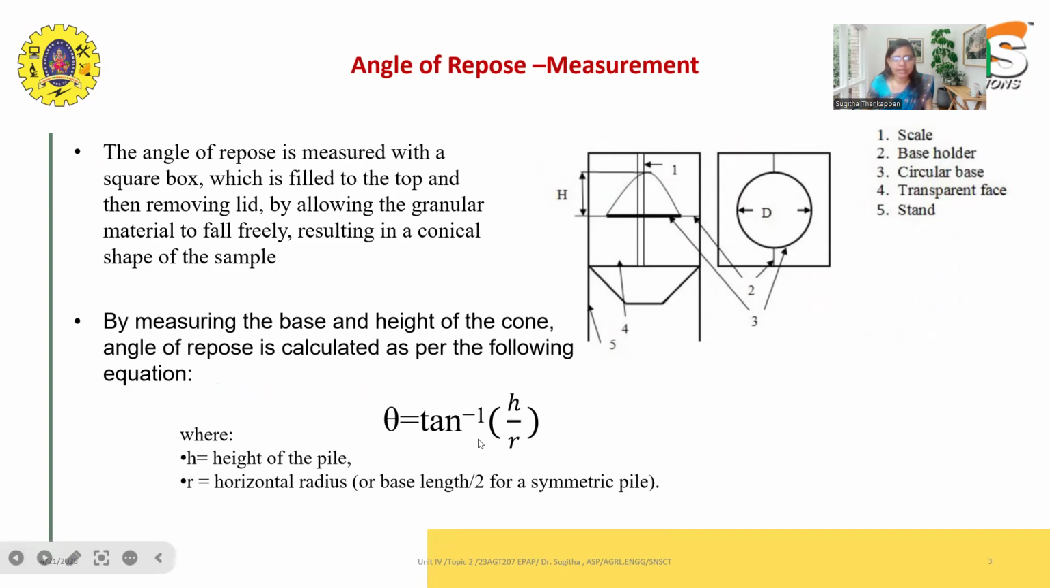The formula is given as theta equals tan inverse of h by r. A very simple formula, which is usually represented as the inverse of tan. What is h here? That is the height of the pile. And what is r? That is the horizontal radius, or base length by 2 for a symmetric pile.